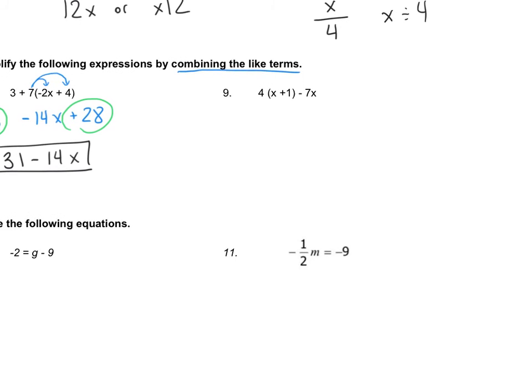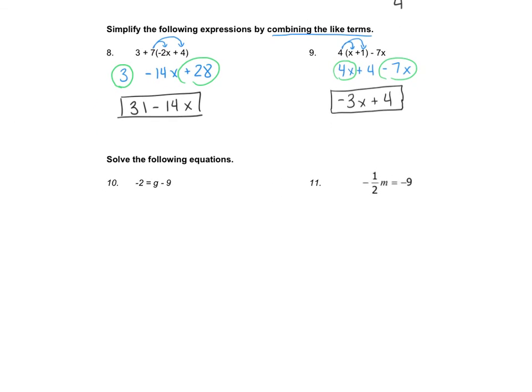Okay, my second one here, I'm going to distribute that 4x plus 4 minus 7x. Again, I'm going to circle my like terms. 4x minus 7x gives me negative 3x plus 4. I can't combine those because I can't combine a variable with a constant.